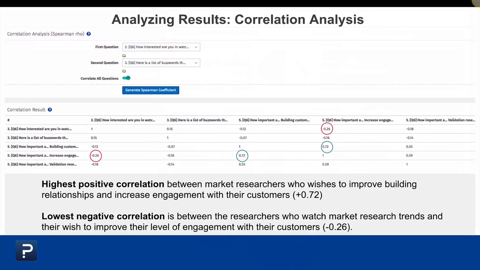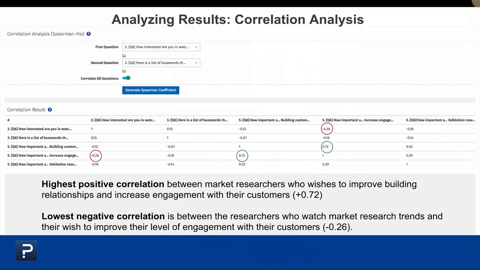And here's the next one I did. I went ahead and correlated all the questions, as you can see on the top here. And you can see that I pointed out the highest positive correlation versus the lowest negative correlation. And you can see everything in between as well, including the one that I just did on the previous slide.